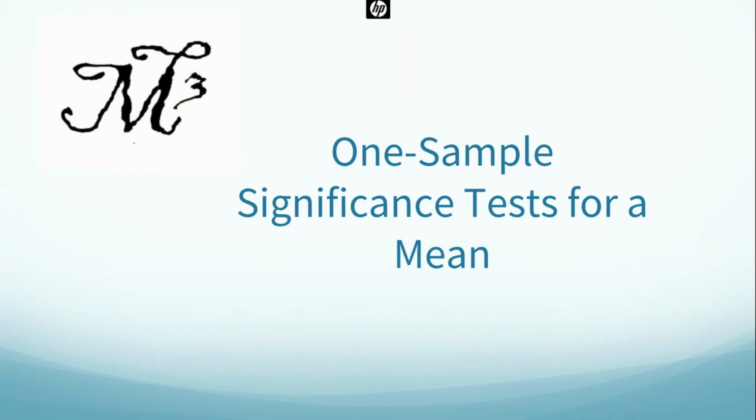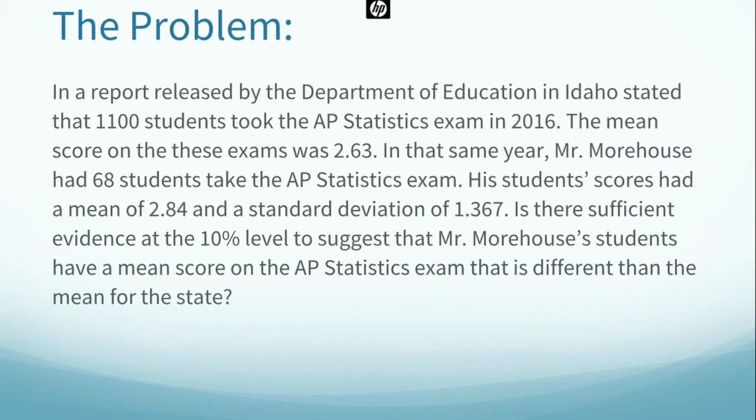Today we're going to be talking about one sample significance tests for a mean. The problem we're going to be addressing is that a report released by the Department of Education in Idaho stated that 1,100 students took the AP Statistics exam in 2016. The mean score on these exams was 2.63.